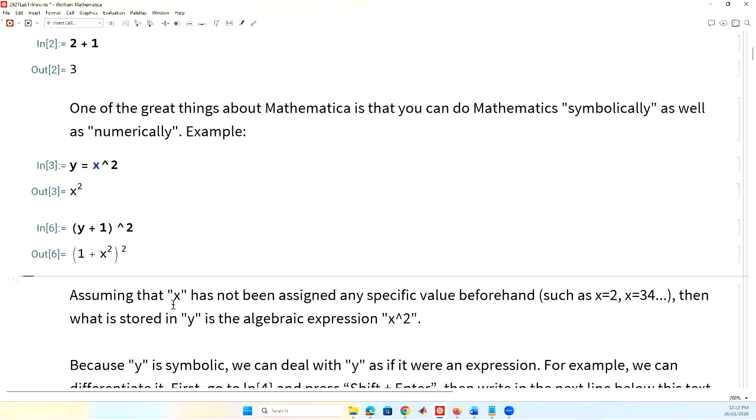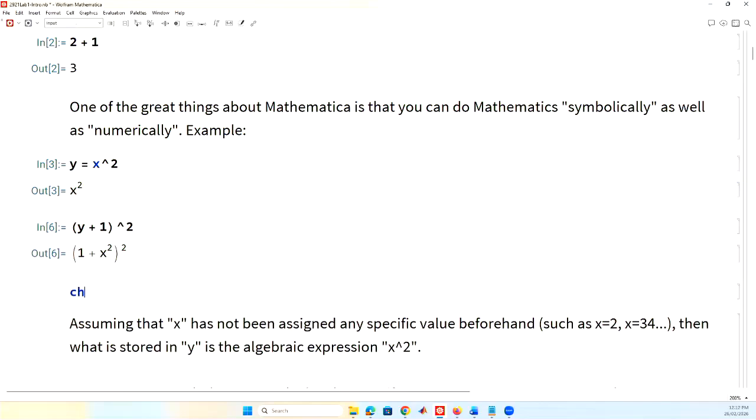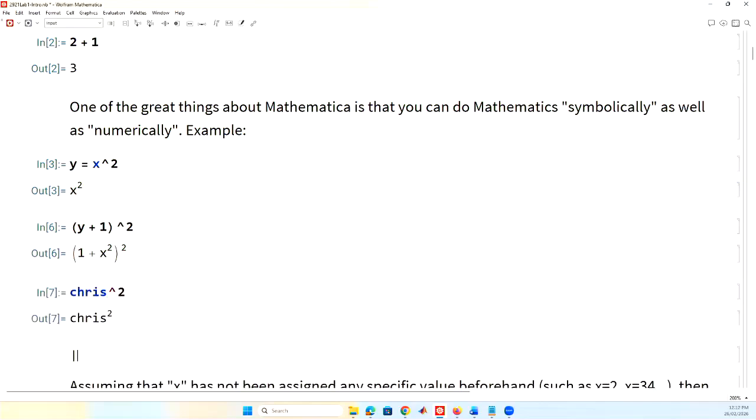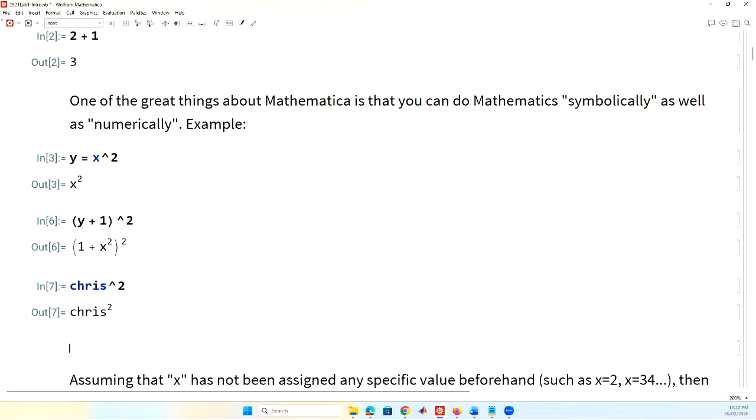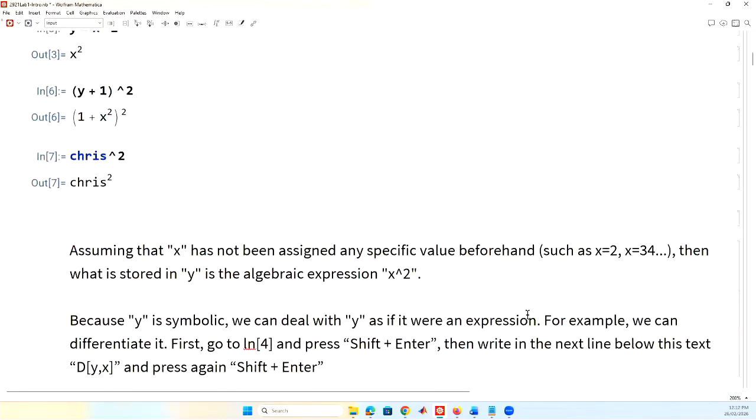So if x has just been hanging around and I haven't told Mathematica that x is anything, then Mathematica knows to treat x as a variable. And you don't have to use simple things. You could say, you know, Chris squared is double the number of Chris's. Square, all right, fine, whatever. I was coming up with something on the spot and it didn't go well.